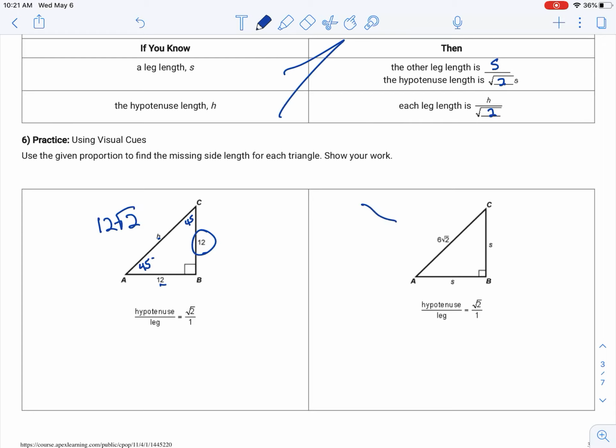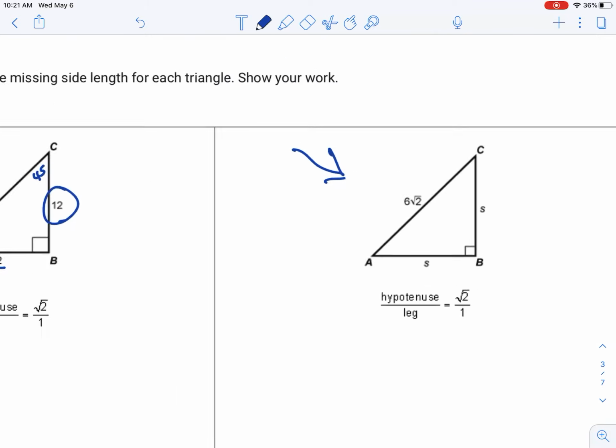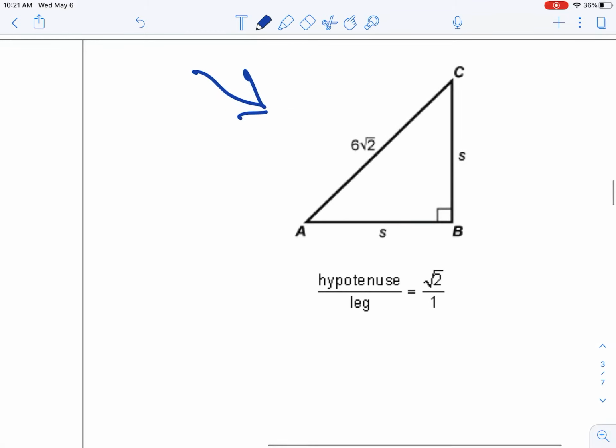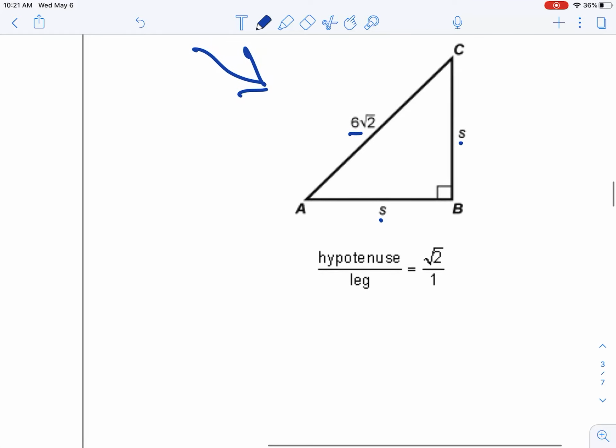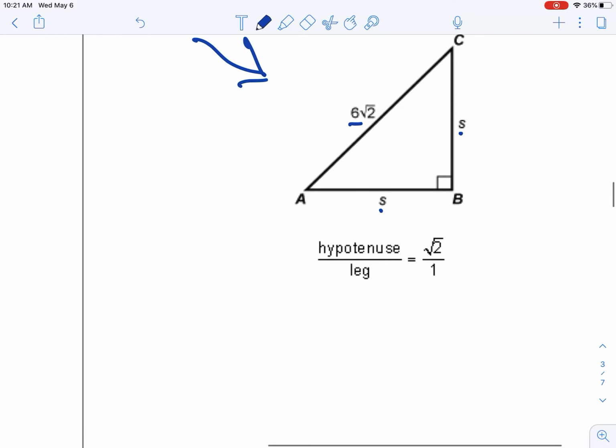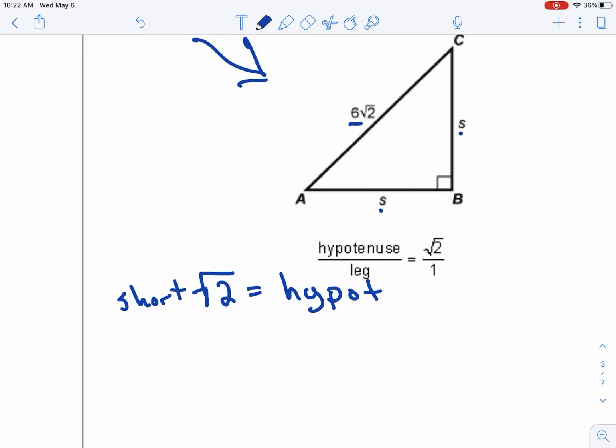Now, here's what they were trying to explain up above where I said it wasn't any good. Here's the way you've got to think about these. It's a little harder when you know the hypotenuse and you're missing one of these two equal sides. So I think it through: short leg times the square root of 2 is equal to the hypotenuse. That's the whole thing, right?